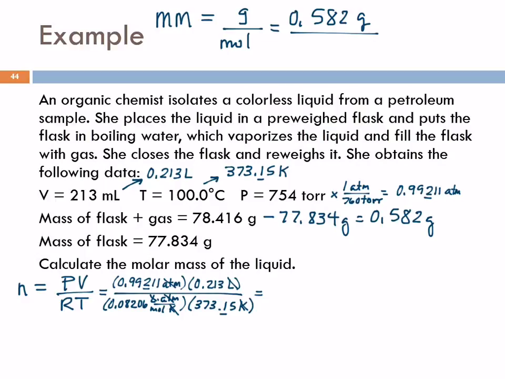0.99211 times 0.213 divided by 0.08206 divided by 373.15. So the moles, 0.00, those are not significant figures. 690, there's my 3 sig figs, 12 moles. Any questions? If you got a really big number, you're doing that common mistake with your calculator.